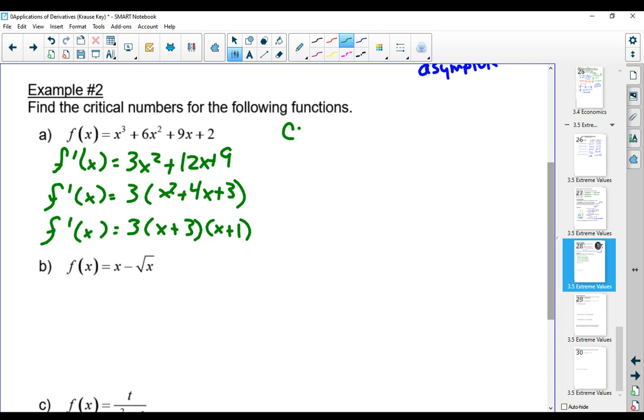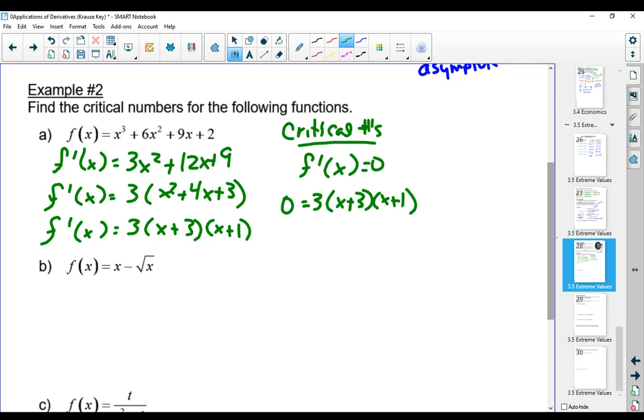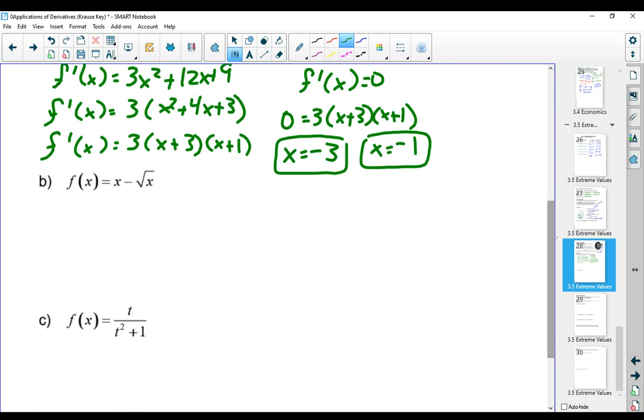So for our critical numbers, this would be where f prime of x equals 0. So if we set this equal to 0, 3 times x plus 3 times x plus 1, x is going to equal -3, and x is going to equal -1. So these would be our critical points. Now this is a polynomial function, so that means there's no restrictions. So there's no place where the derivative wouldn't exist. All right, on to the next one.